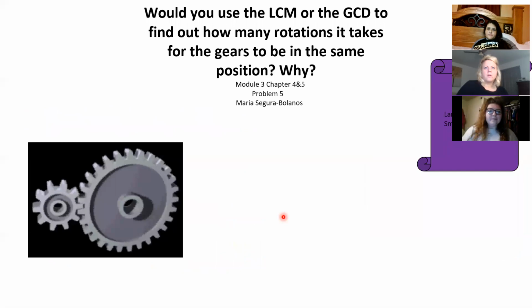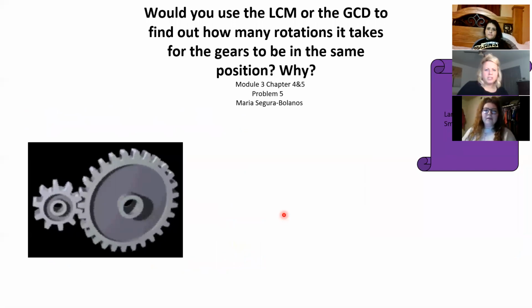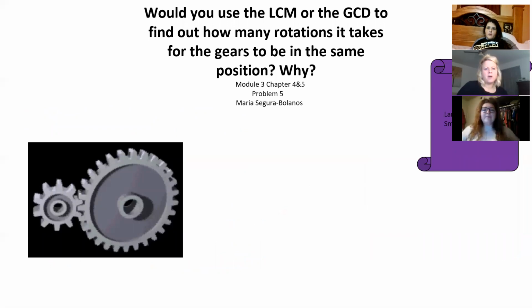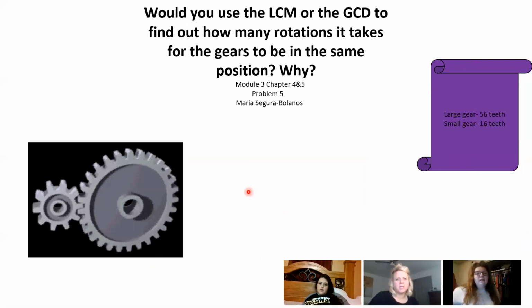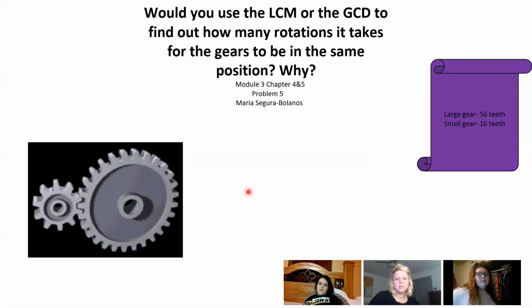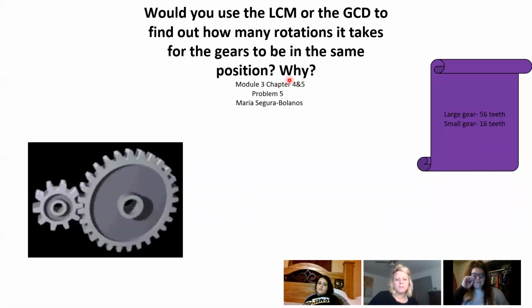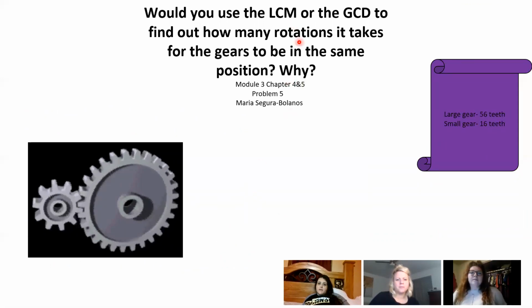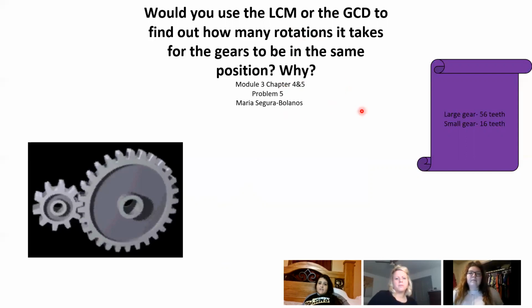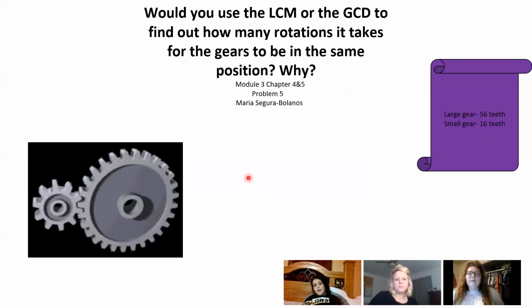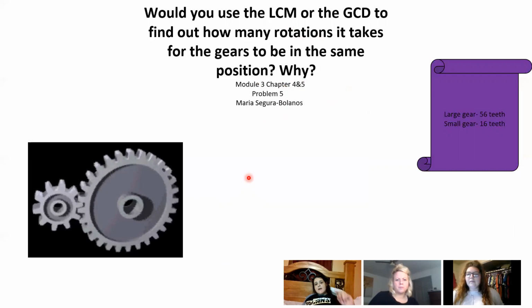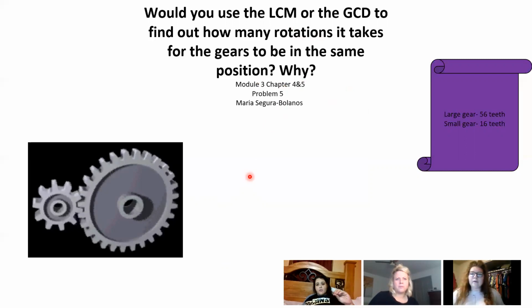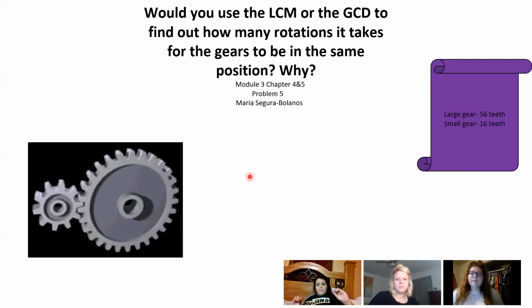All right, Maria, I have one more question for you. Would you use the LCM or the GCD to find out how many rotations it takes for the gears to be in the same position and why? I would use the lowest common multiple factorization to find out how many rotations it takes for the gears to be in the same position. Why? The reason would be because that's going to be the first time that those two numbers meet in the middle.